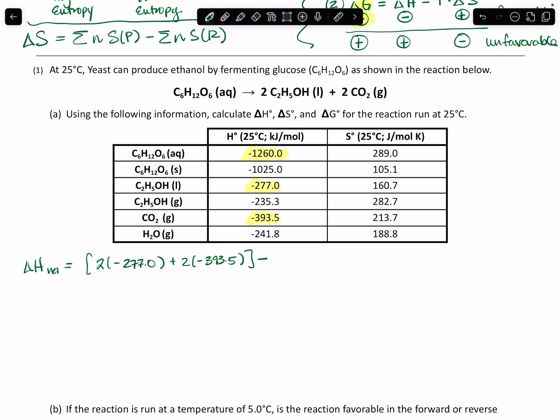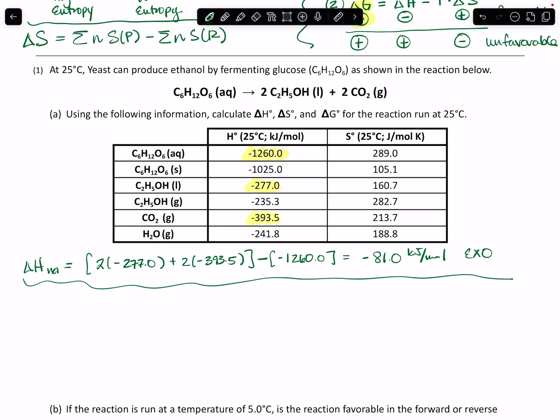393.5. All right, minus the reactants. I have a single glucose molecule at negative 1260.0. All right, so as I do the math there, I'm going to end up with negative 81.0, and my unit here will be kilojoules per mole. So this is going to be an exothermic process.